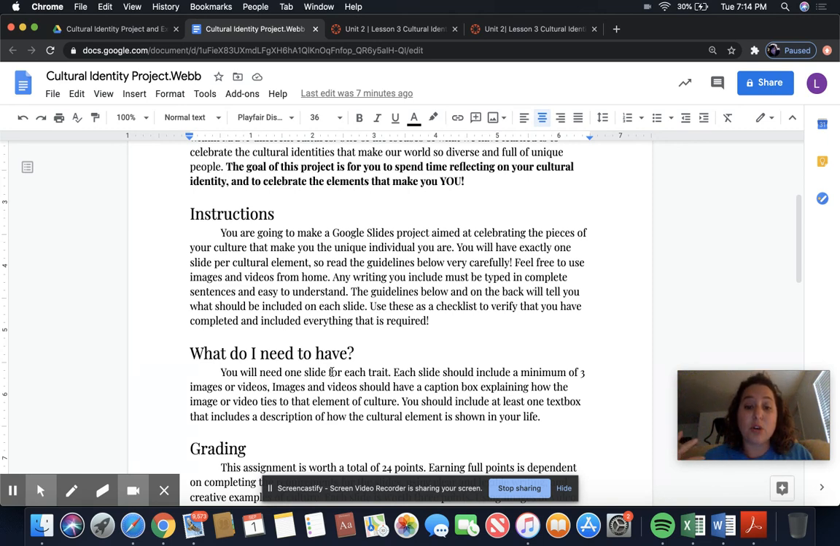Use these as a checklist to verify that you have completed and included everything that is required. Remember, I've taken time to do this in Canvas and on the sheet that you have in front of you. So there's no reason why you shouldn't include everything that is required on this assignment.